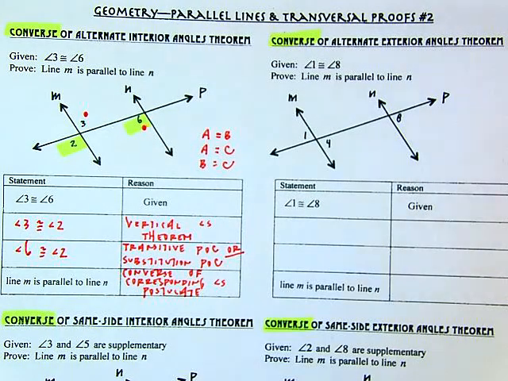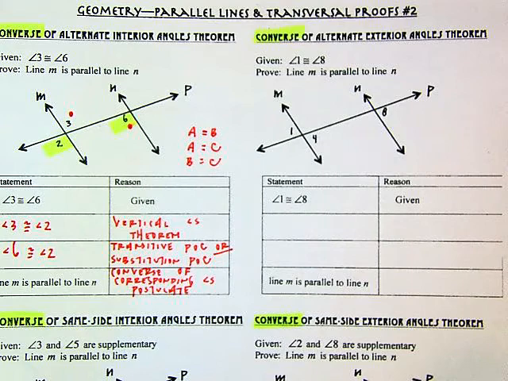Right? And what that says is, well, if I have a pair of corresponding angles that are congruent, then those lines being cut by the transversal, they have to be parallel. All right, this next one is pretty similar.